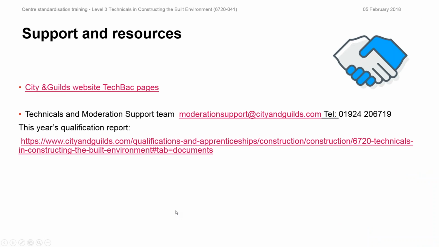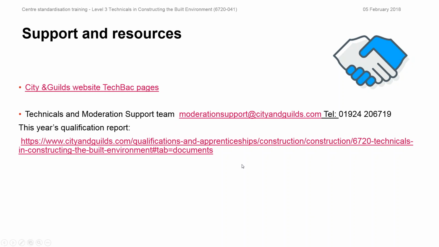So remember that there are a range of support and resources for you on the City and Guilds website Tech Bacc pages, and you'll be able to access those from the link in the slide deck that will be sent to you after this presentation. You can also contact the technical and moderation support team on the email address and the telephone number that's on that page. They are on hand to provide you with any support that you may need.